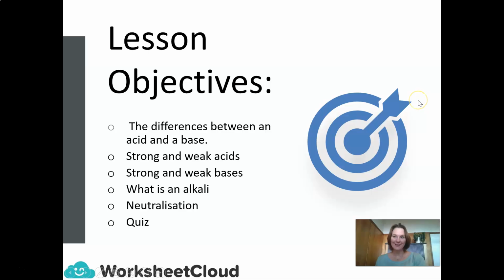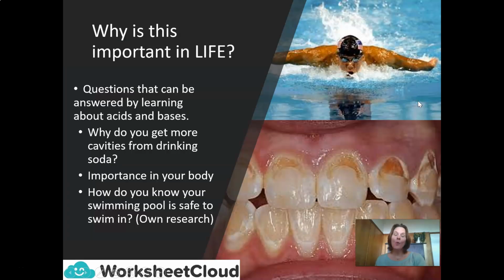Let's get started. Why is it so important that we know about acids and bases? First of all, we want to know why our teeth look like this by drinking fizzy cool drinks. And we also want to know about the importance of acids and bases in our bodies and how we can neutralize the acids and bases in our body.